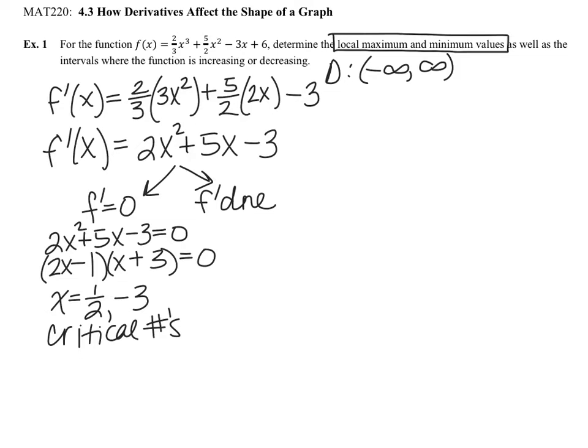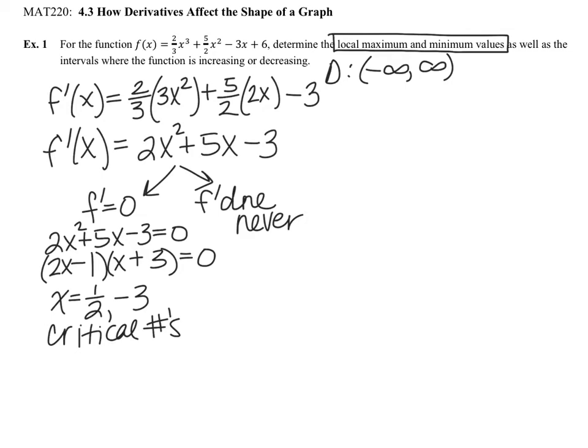Now, will this derivative ever be undefined? 2x squared plus 5x minus 3, it has a domain of all real numbers, so it is never undefined. So I'm just going to write never here so that I recognize that I did think about it. The derivative is never undefined. So I have my critical numbers. These are where the derivative is equal to 0, which means this is where we have a horizontal tangent.